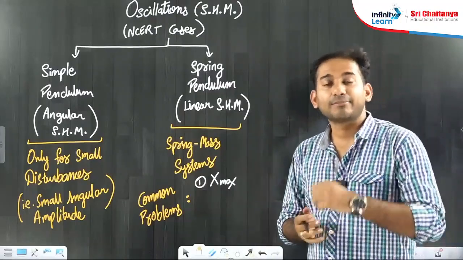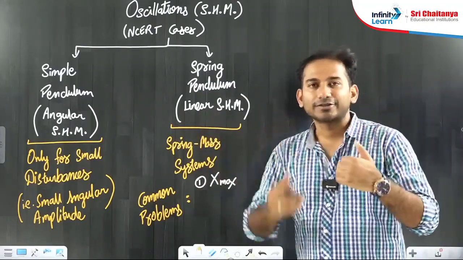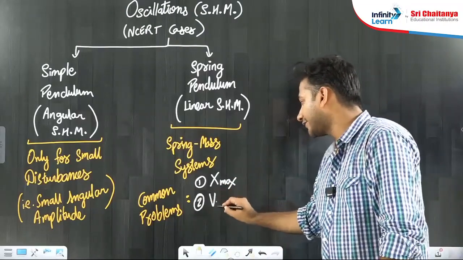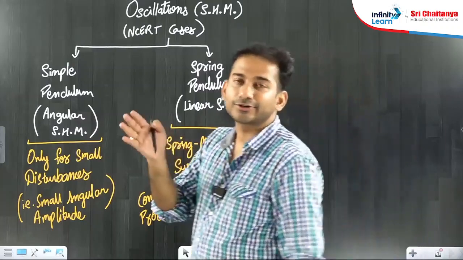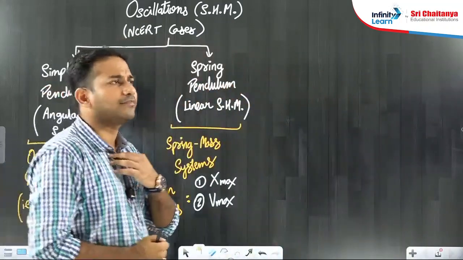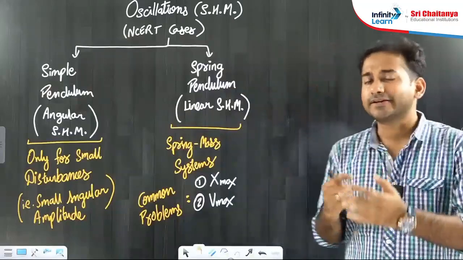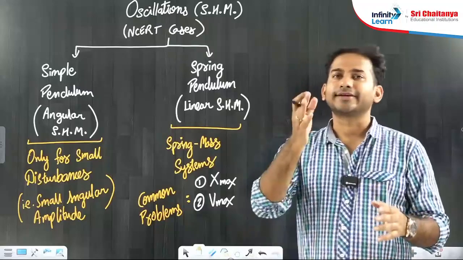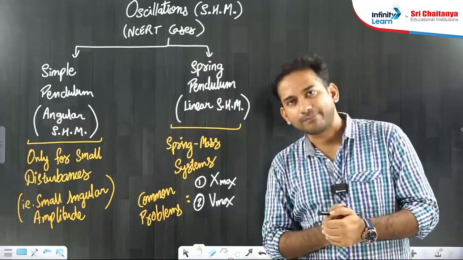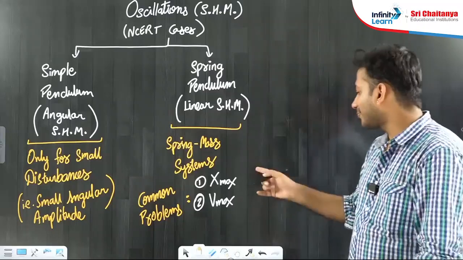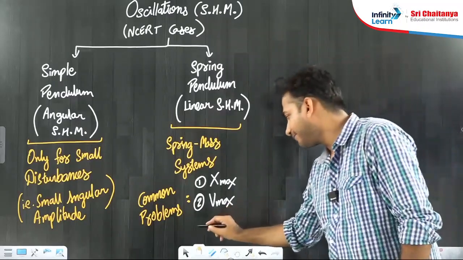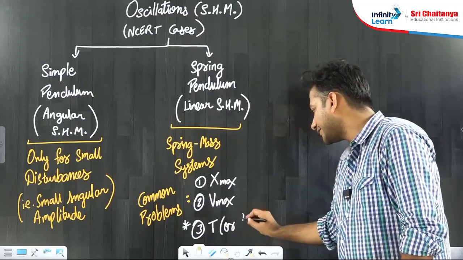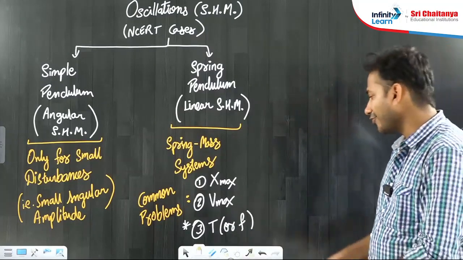The examiner can ask you the maximum during the oscillation. What is the maximum compression or extension produced in the spring? Next question is, what is the maximum velocity of the block during the oscillation? Everyone knows that the maximum velocity will be attained at the mean position. So you have to identify the mean position, you have to identify the extreme position. The gap between the mean position and extreme position will be the amplitude, and the velocity at the mean position should be treated as the maximum velocity attained. Number three, time period or frequency of oscillation.